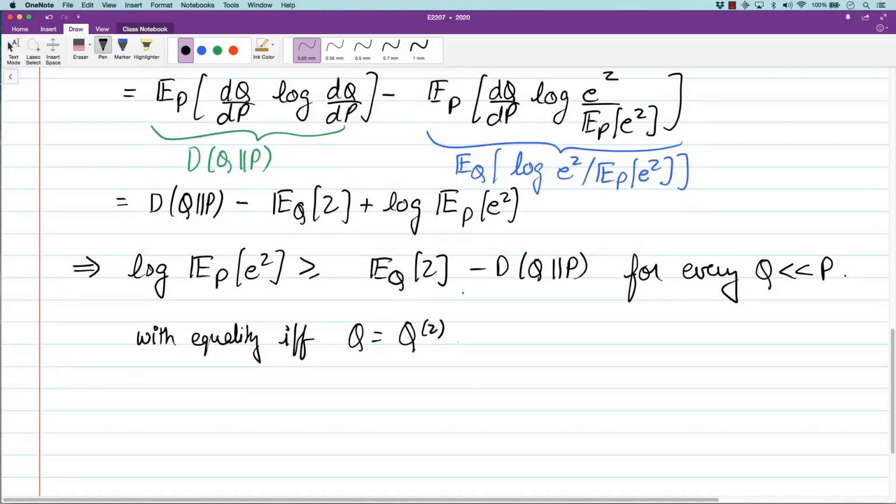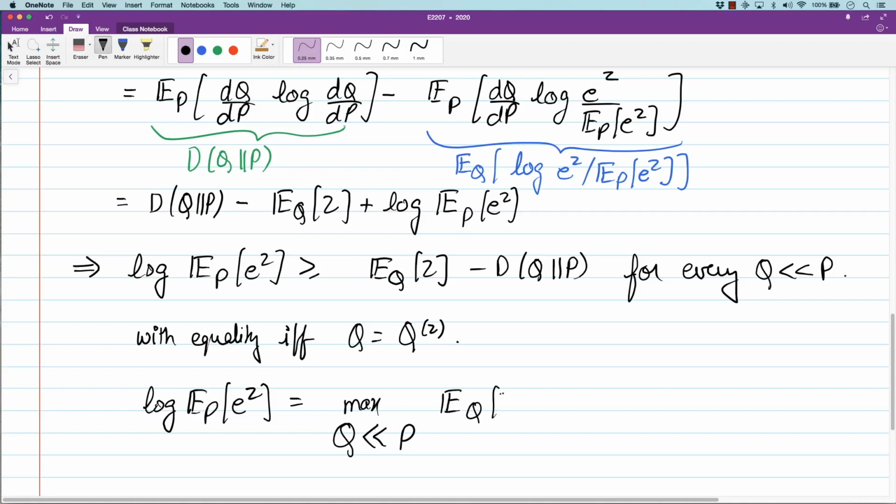Okay, therefore not only does this inequality hold, but there is a distribution for which there is equality, and therefore log expected value over p of e to the power Z is equal to max over all q that are absolutely continuous with respect to p of expected value with respect to q of Z minus D(q||p).